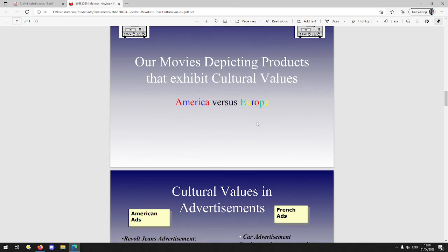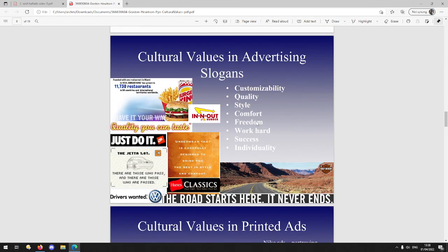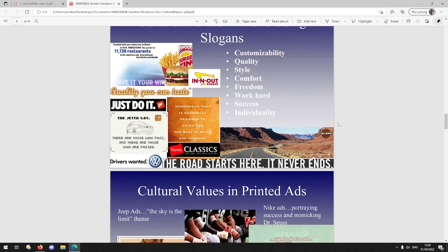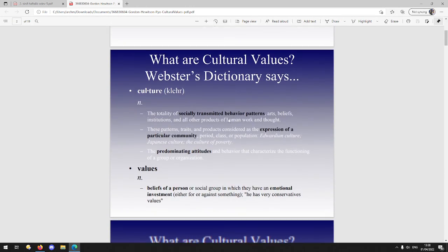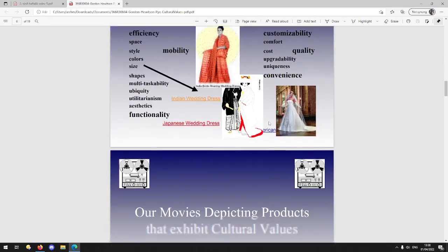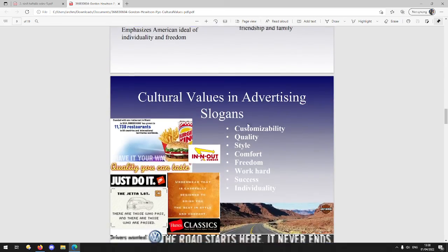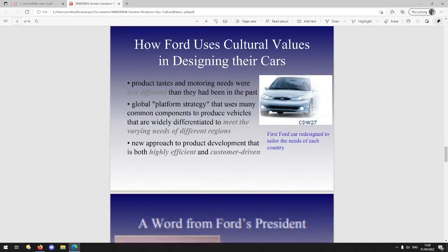But there's a good, interesting example here: the cultural values and slogans. I can share this with you as well. This is, I think, a slide that some students prepared, but it makes rounds around the internet and it's very useful. It's very well prepared. For example, I want to show you this one.